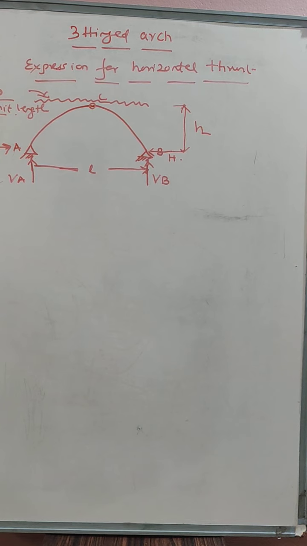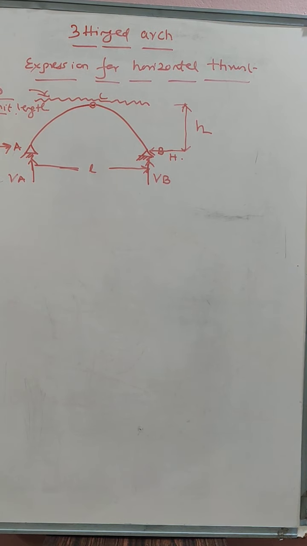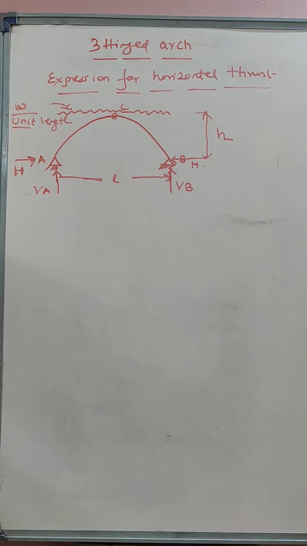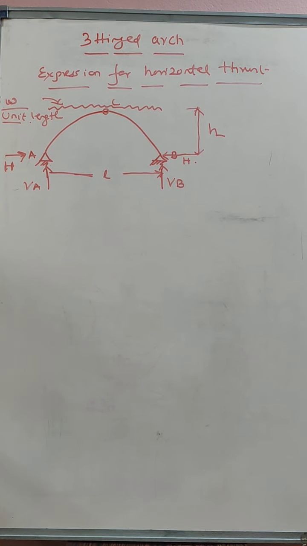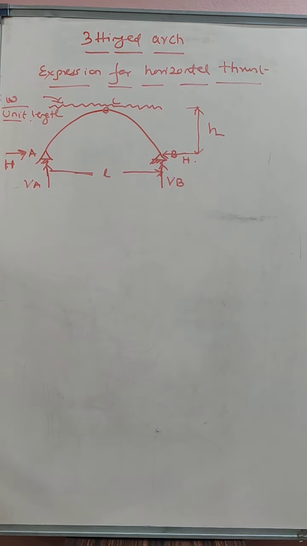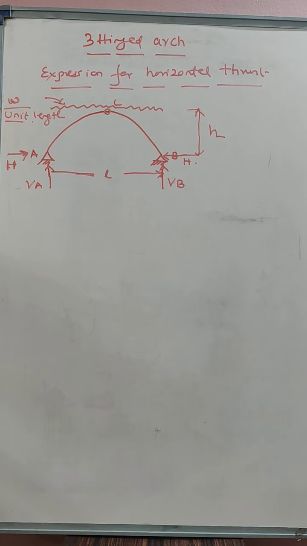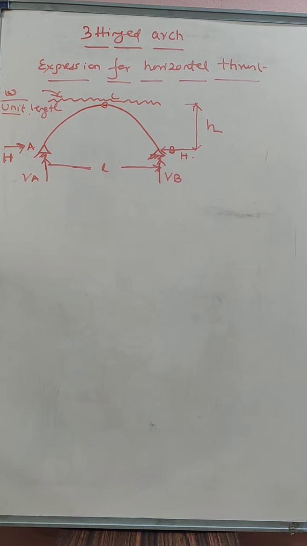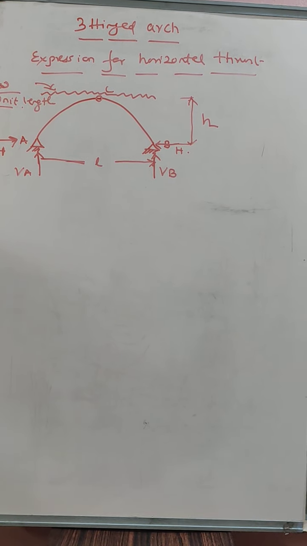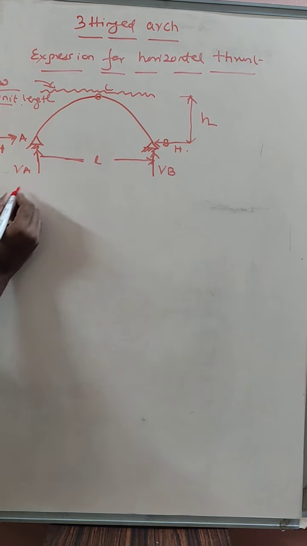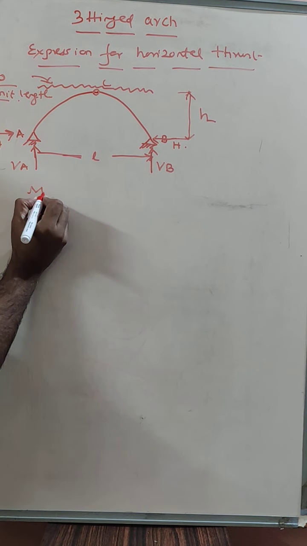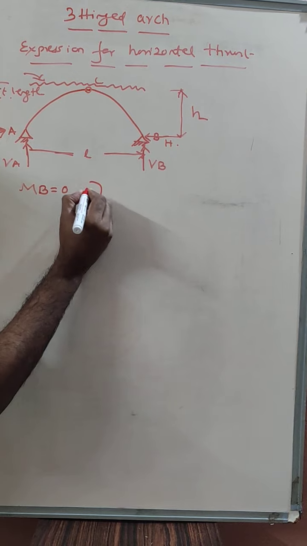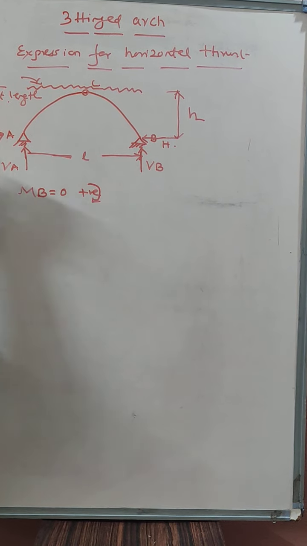So this is a three-hinged arch, maybe parabolic or circular, but it is subjected to a uniformly distributed load of W per unit length throughout its span, and the reactions are VA, VB, which are acting vertical, and horizontal thrust that develops is H. Now how to find out the reactions? For that we know already we have to take moment at B equal to 0 with clockwise positive, or you can take moment at A equal to 0.